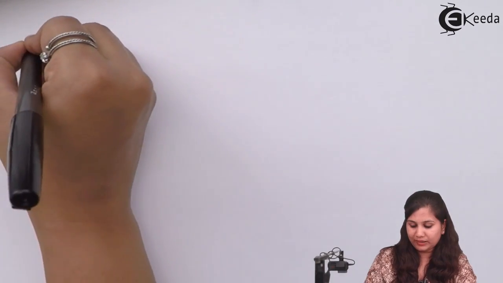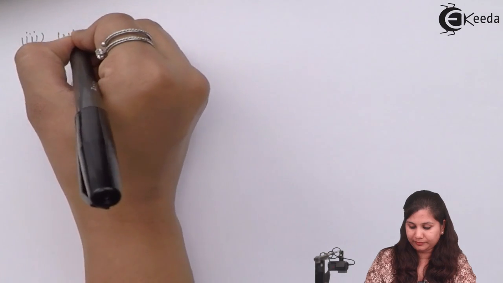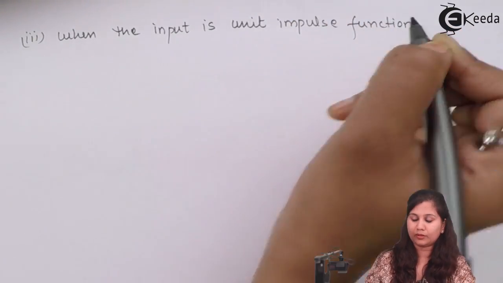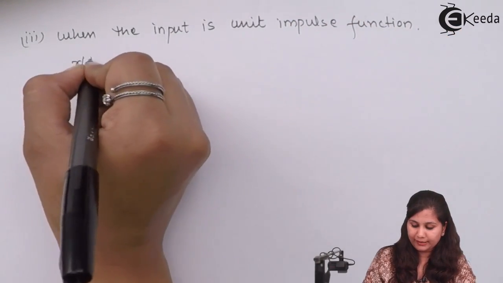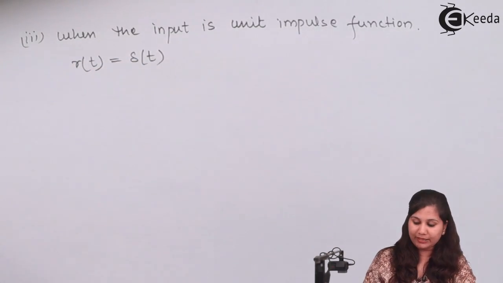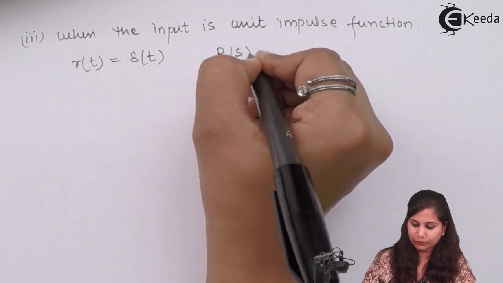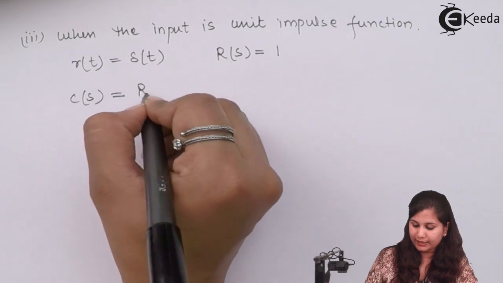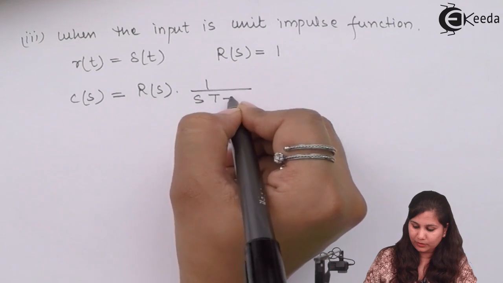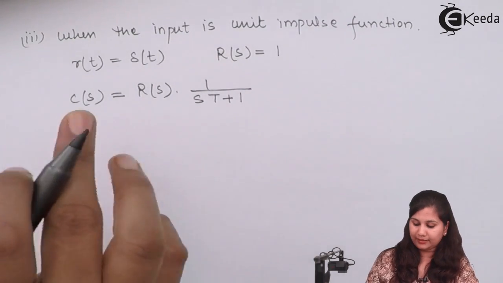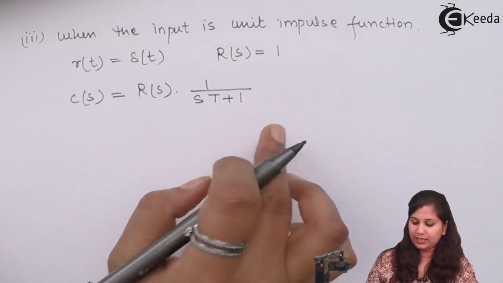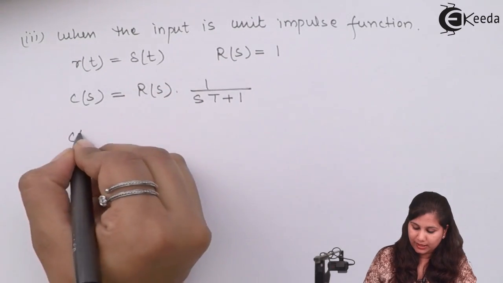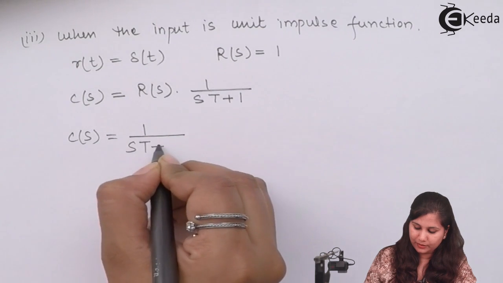So our third case will be when the input is unit impulse function. For unit impulse function, the input r(t) is equal to δ(t), and if we take its Laplace transform, then R(s) will be equal to 1. So we have the transfer function C(s) equals R(s) into 1 upon sT plus 1. This is what we started with, that C(s) upon R(s) is equal to 1 upon sT plus 1. R(s) we have shifted to the right hand side. So here we are going to put the value of R(s) here. So C(s) equals 1 upon sT plus 1.